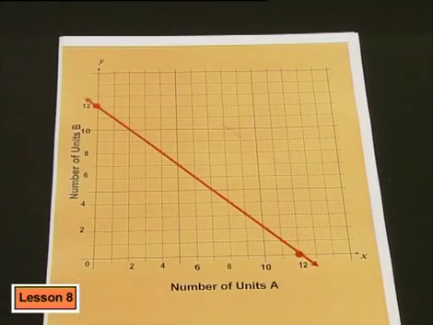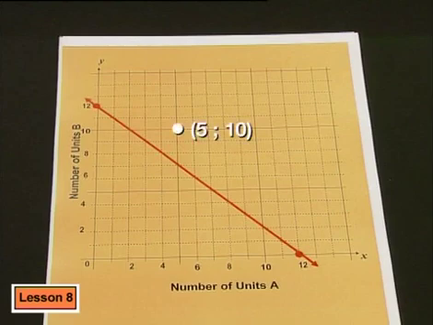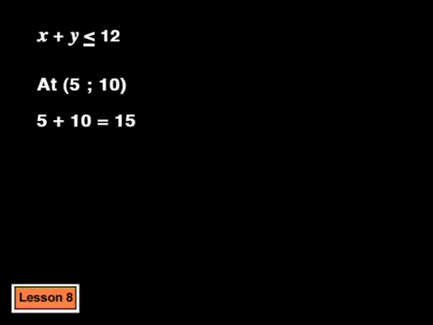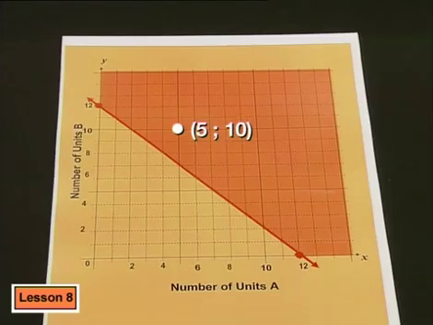Now we can draw the graphs for these constraints. By now, you should find this quite easy to do. Let me show you what you should end up with. The first graph goes through 12 on both axes. If we test a point like 5, 10, 5 plus 10 is 15, and that is not less than 12. So we shade this side of the line to show that these points are excluded.